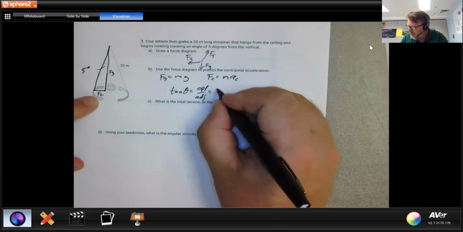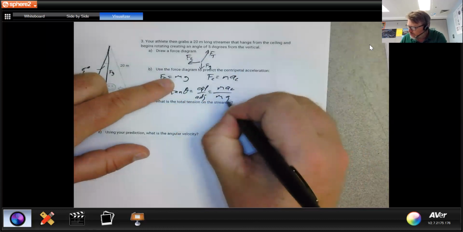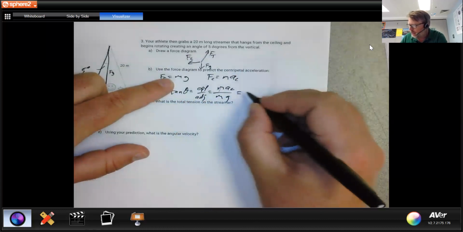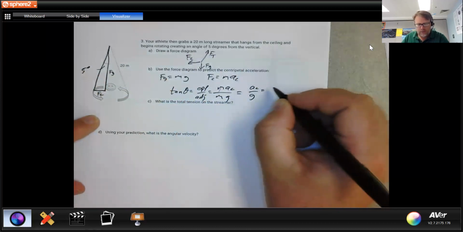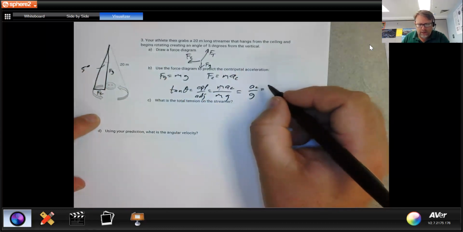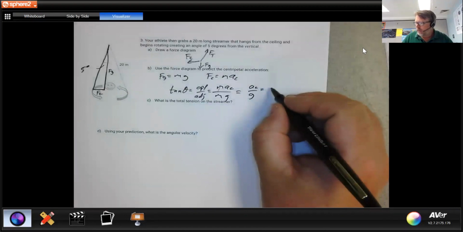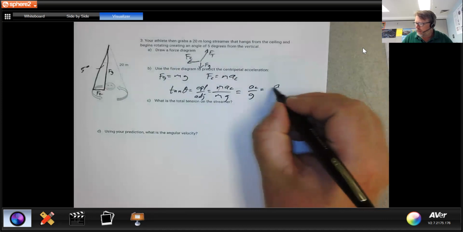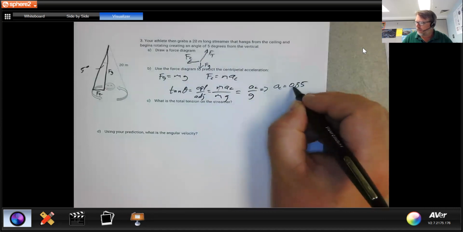Okay, what was my opposite? What was my adjacent? Notice how those two cancel out. Okay, so we do get a number for that one. So that should be true for all of them, that A sub C is going to equal our 0.85.